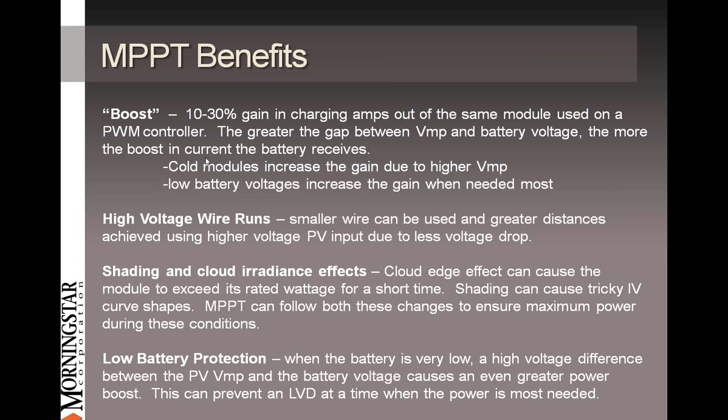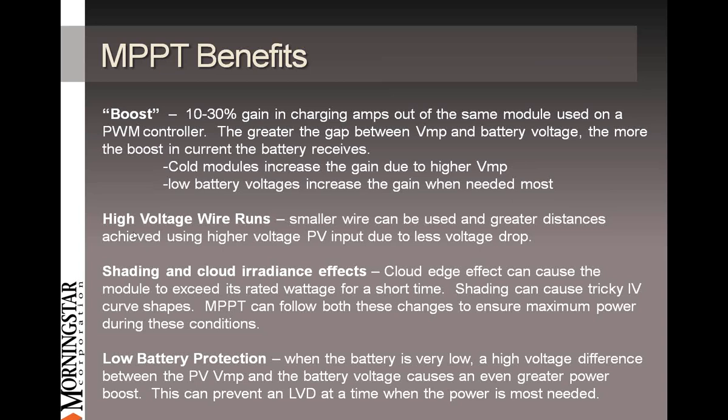And cold modules cause the VMP to go up. Of course, a low battery causes battery voltage to be lower. The larger the gap between VMP and battery voltage with a maximum power point tracking controller, the more benefit you're going to see out of an MPPT controller, okay? Because the further these are apart, the more extra voltage is able to be converted to amperage, and that's going to get your batteries charged.